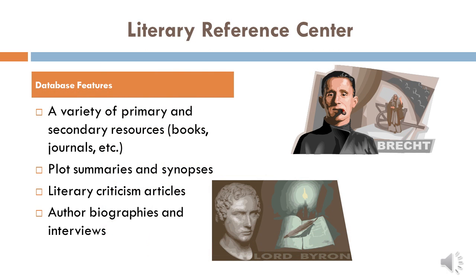Literary Reference Center is a full-text database that combines information from major respected reference works, books, literary journals, as well as original content from EBSCO Publishing. It includes full-text plot summaries, synopses and work overviews, articles of literary criticism, author biographies and interviews, literary journals, book reviews, as well as classic and contemporary poems, short stories, and classic novels. Let's take a closer look.